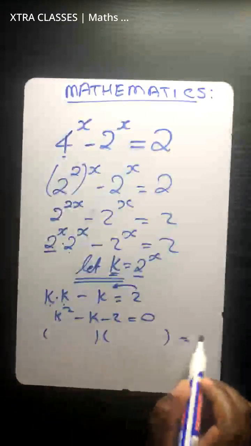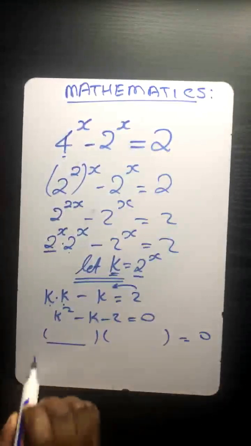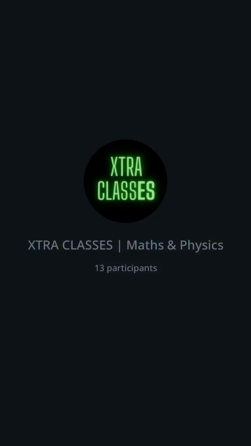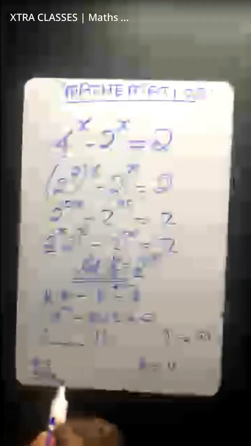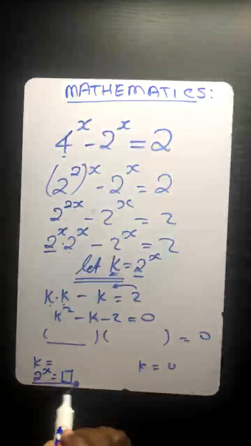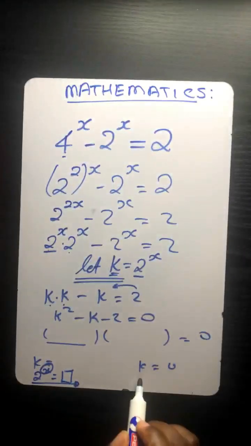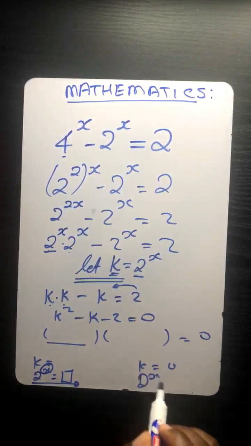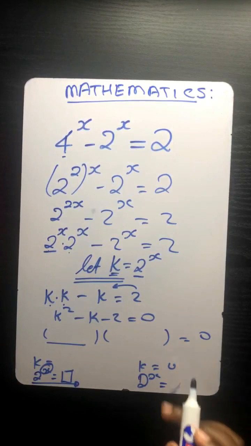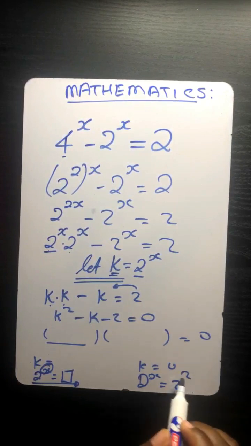Then you factorize, and once you know what k equals, you're going to say 2 to the exponent x equals that whatever. Then you use the laws of exponents to finalize that. You also do the same there, to say 2 to the x, maybe here is 4. Then you know 4 is the same as 2 to the exponent 2. That means actually x equals 2.